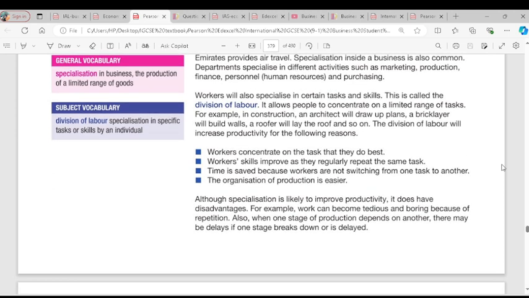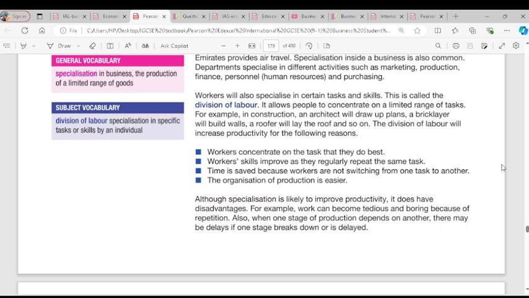They said division of labor will increase productivity for the following reasons. So how will division of labor increase productivity? One, workers concentrate on the tasks that they do best. With division of labor, I'm doing what I know how to do best. So that will increase productivity, yes or no? I don't have to ask what I'm doing because I know what I'm doing.